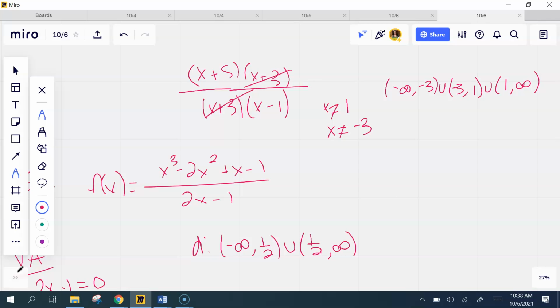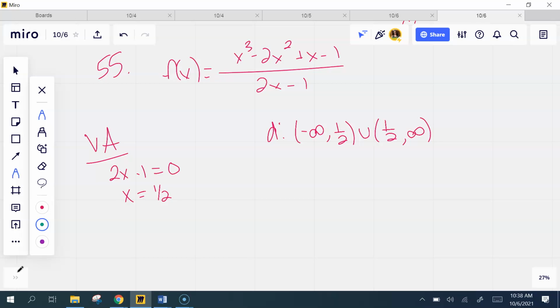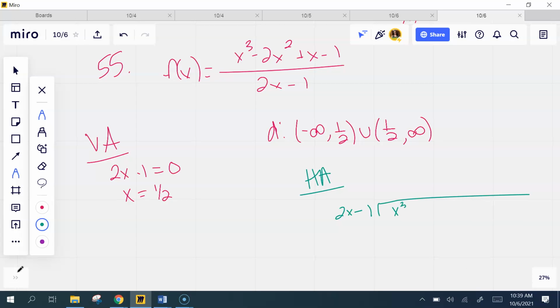How about horizontal asymptotes? Slant. It's slant, which puts me in a whole different predicament, right? I have to go through now and divide x cubed minus 2x squared plus x minus 1. What do I multiply 2x by to get x to the third? 1/2 x squared.